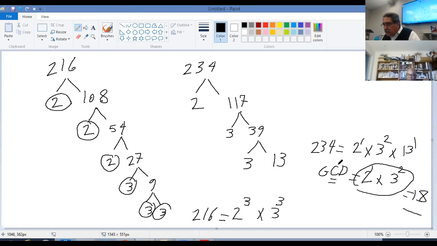See, it has the word common, divisor, and the greatest. Greatest common divisor means you cannot go to a number more than 18 that divides both of them and leaves no remainder.